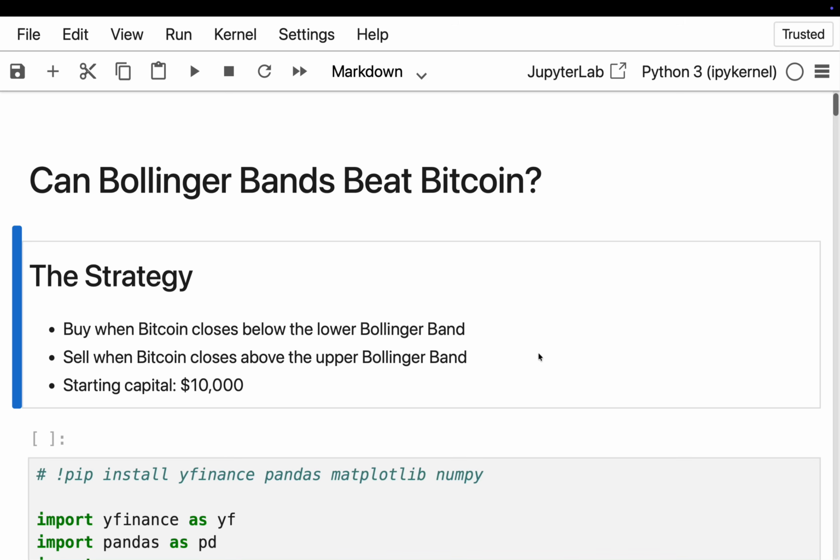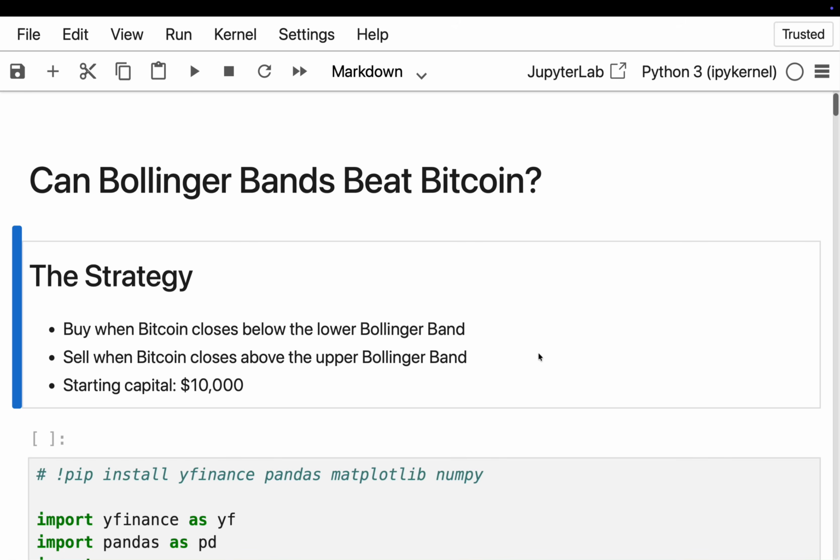And if you've ever watched trading content online, you've probably heard somebody confidently say, price touched the lower band, massive reversal incoming, which sounds very scientific. So naturally, we're going to test whether this actually works on Bitcoin.